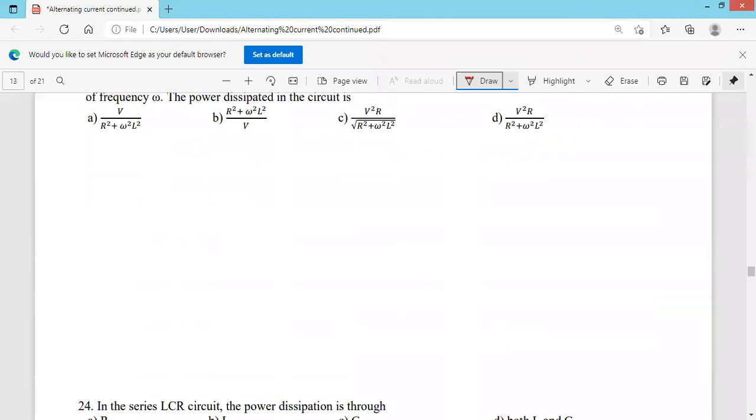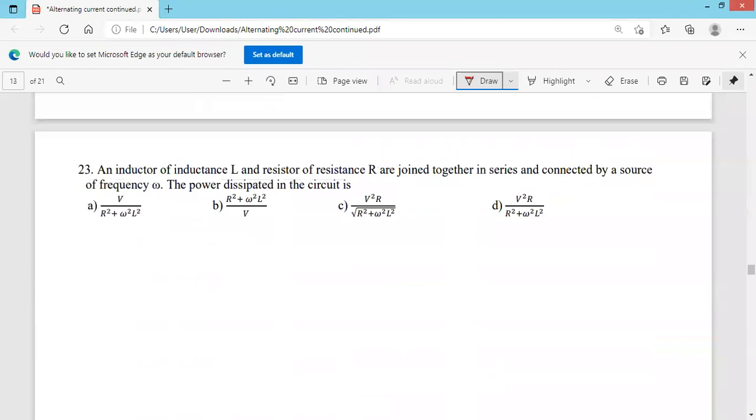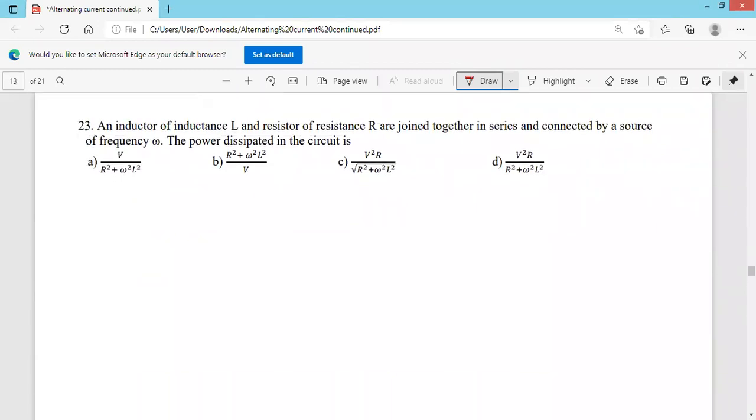Next one, 23rd. An inductor of inductance L and resistor of resistance R are joined together in series and connected by a source of frequency omega. The power dissipated in the circuit. You can take this equation: I square R, it's I RMS square into R. I can be written as V RMS by Z, whole square into R.